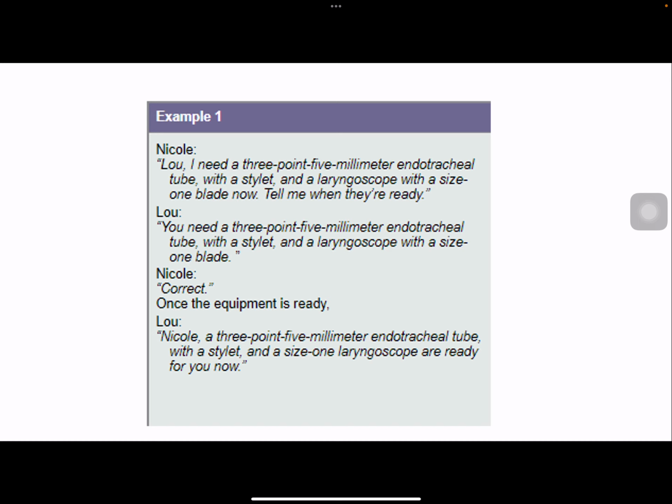Example, Nicole and Lou. So Lou, I need a 3.5 millimeter endotracheal tube with a stylet and a laryngoscope with a size 1 blade now. Tell me when they are ready. So Lou should respond and say, you need the 3.5 millimeter endotracheal tube with a stylet and a laryngoscope with a size 1 blade. Nicole: correct. Then once the equipment is ready, Lou says, Nicole, a 3.5 millimeter endotracheal tube with a stylet and a size 1 laryngoscope are ready for you now. So this is an example of closed loop communication.